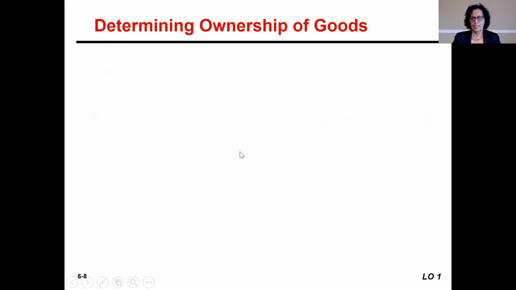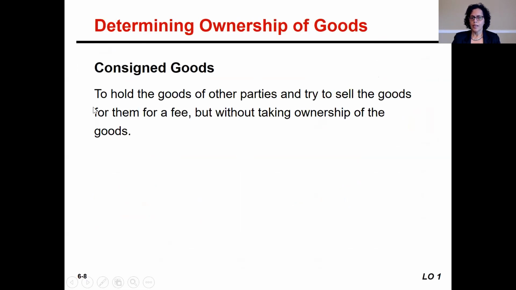Okay. Having seen that, let's look at another type of situation, consignment goods. I'm sure you've all heard about consignment stores. The most common thing we hear about is people selling their clothes through consignment. So how does that work? In consigned goods, you've been asked to hold goods for other parties and to try to sell the goods for them, and you make a fee. You never take ownership of the goods. So what does this mean?